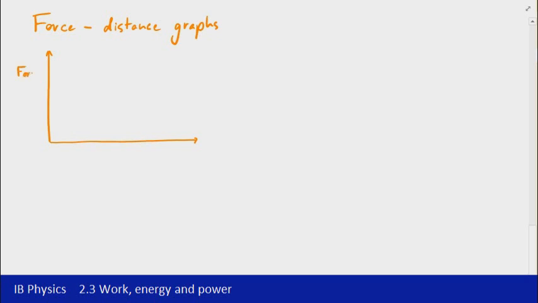force on the vertical axis and measured in newtons, and on the horizontal axis we'll have the distance that the object has moved. In that scenario, with the force being constant, that means that we'll see that the graph would look something along these lines.